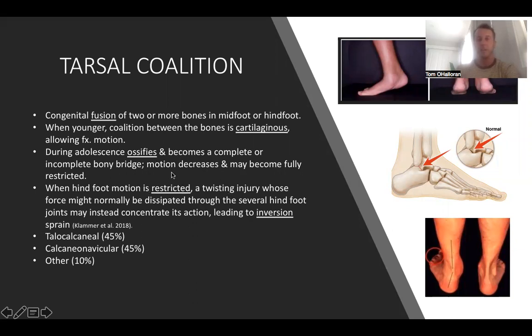And that's when they'll start to lack that mobility, lose some of that range of motion as well. So when that hind foot motion is restricted, it places them at really greater risk of ankle sprain as well, because they don't have a few joints there that can move to dissipate some of the stress from a lateral ankle motion. That just goes straight on and they'll get into that real inverted position. So 45% talocalcaneal, 45% calcaneonavicular as well.